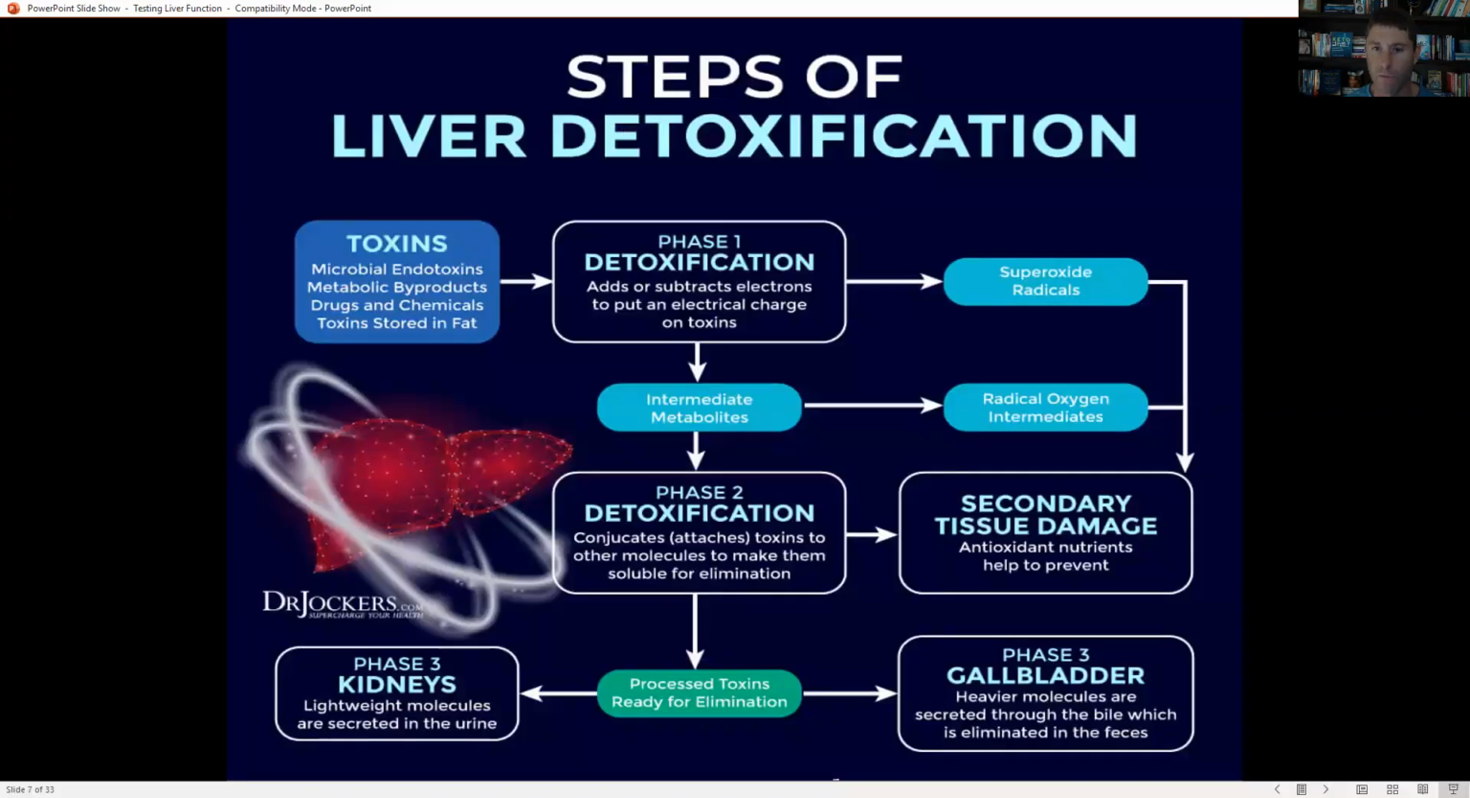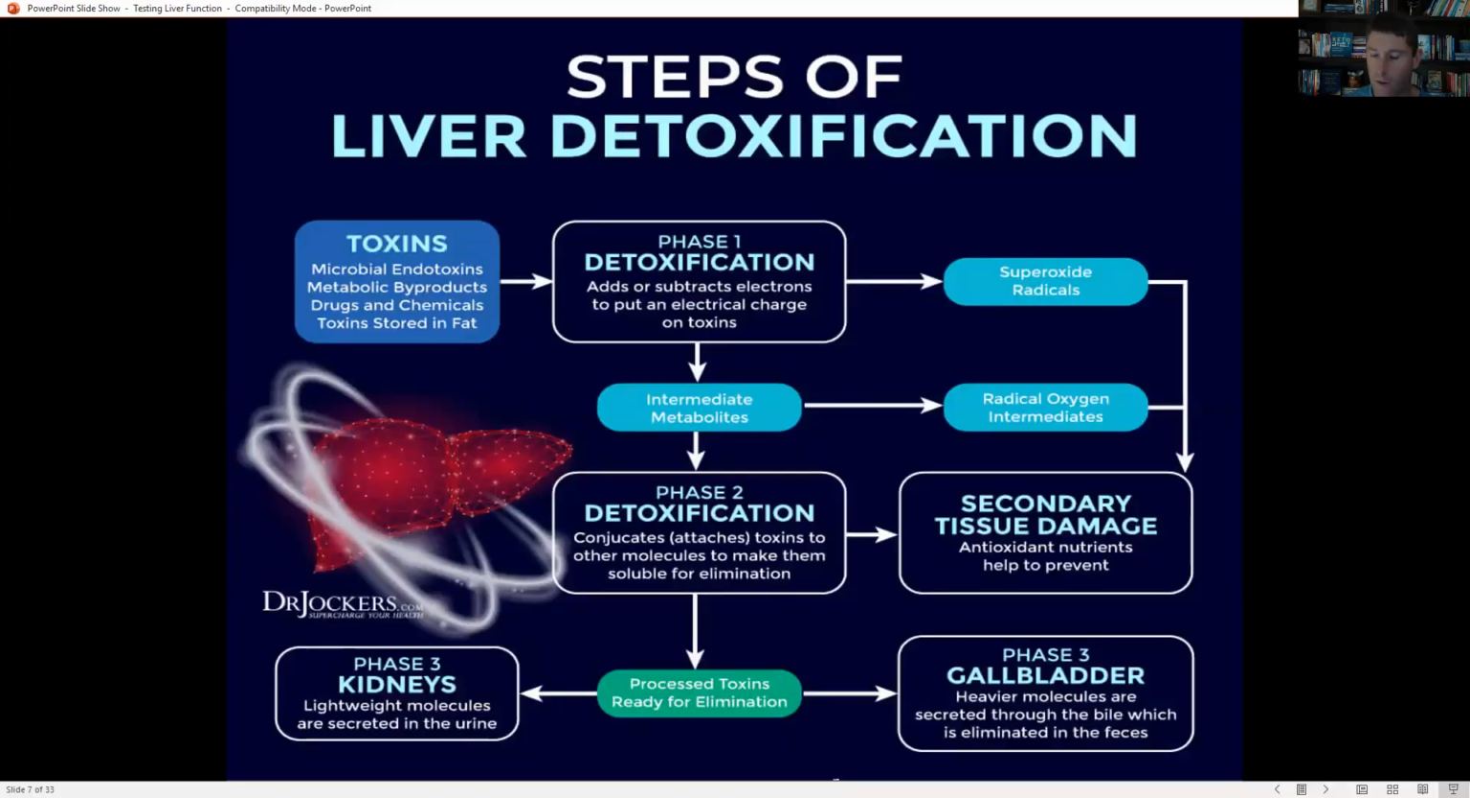Okay, now there's also some byproducts. There are superoxide radicals and radical oxygen intermediates that come out. And these things create oxidative stress in the body, so they need to be buffered. This is why antioxidants, for example, and having really good glutathione levels are important, because they help to deactivate these toxins. Phase 2 conjugates or attaches a toxin to other molecules to make them soluble for elimination. And then phase 3, now they're ready for elimination again.